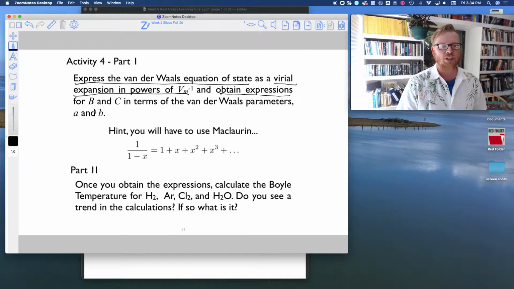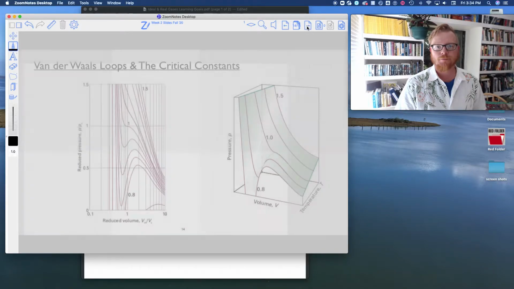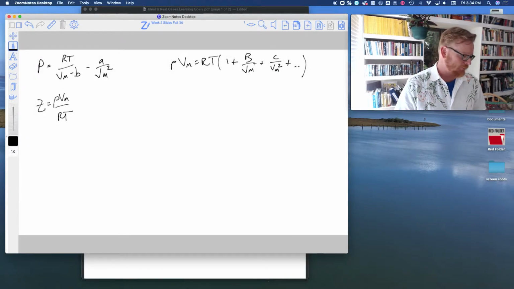Obtain expressions for B and C in terms of A and B. That's what we're trying to do, okay? So now let's go back to that. If I'm going to do some factoring in my van der Waals, I'm comparing van der Waals here and I'm comparing this here, and I can see I've got some 1 over Vm's on this side, and some 1 over Vm's on this side.